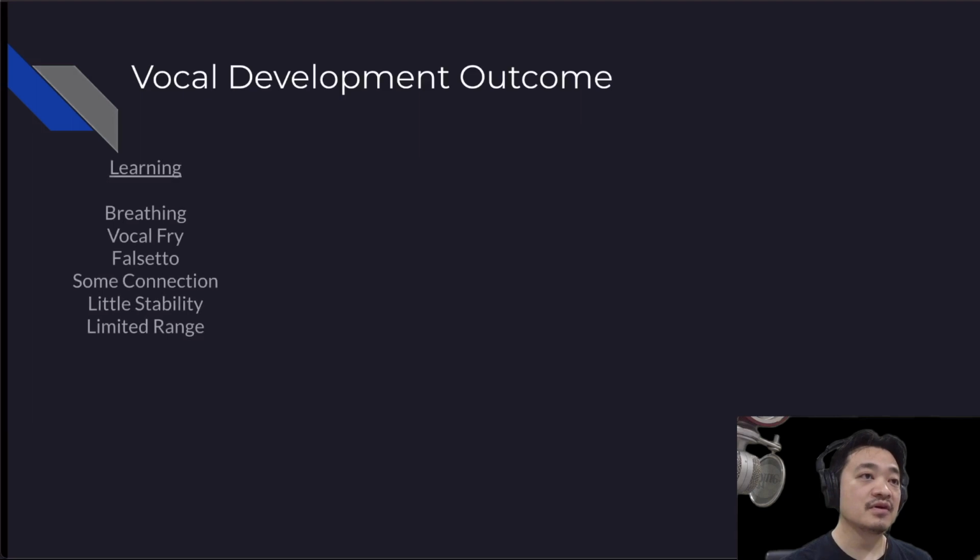For example, when we first started singing, whether when we were younger or when our voice changed, we focused on breathing. And there are also a couple of things that our voice exuded. For example, if we sang too low, our voice went into what we would call a vocal fry. And when we sang too high, it would break into a falsetto. There is some connection in the voice, right? There's a little bit of stability, but the range was typically limited.